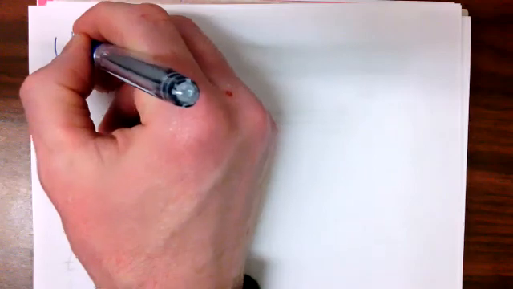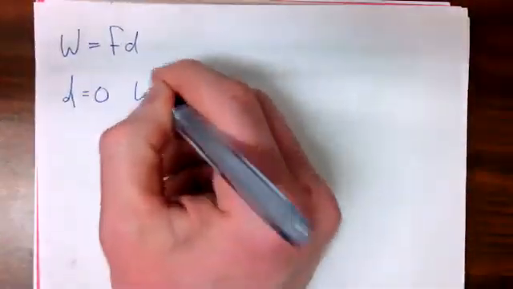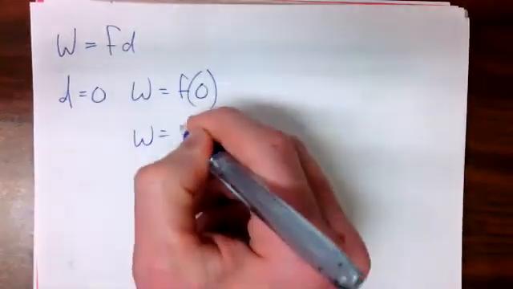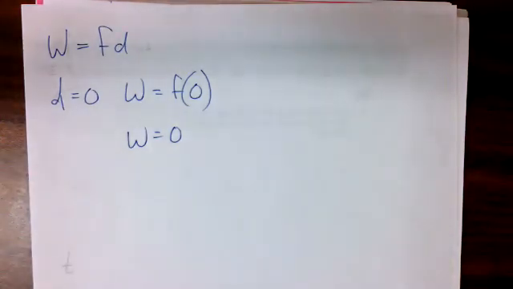So just for the sake of writing it out, how would that look? You could write it in a sentence, but this is a work question: how much work? Work equals F times D. D equals 0, so work equals F times 0. If you want to write it all out, work equals 0. There's just nowhere to go with it.